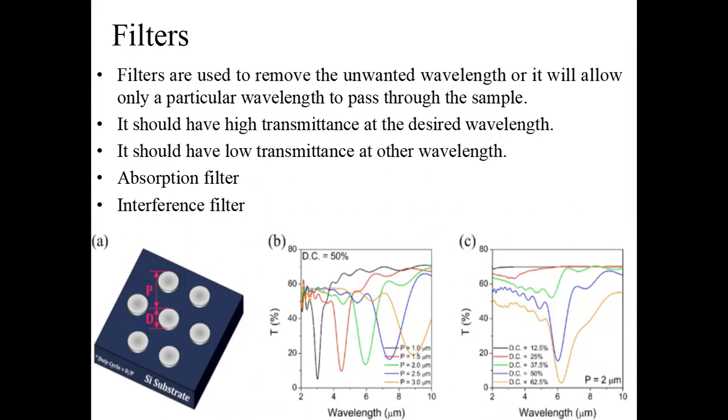Absorption filters and interference filters. These are the different kinds of filters that are used in the laboratories. And diagrams B and C show the different graphs which we obtain by using different filters.